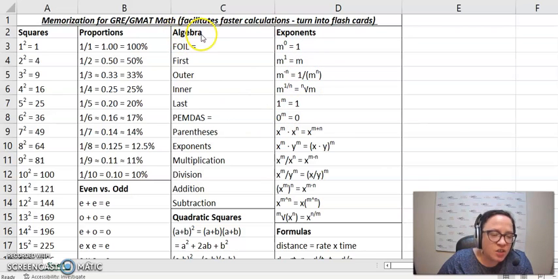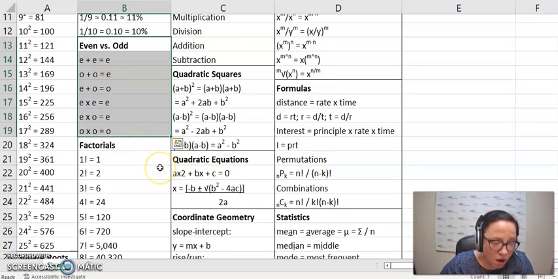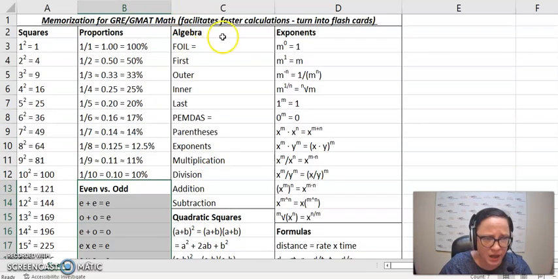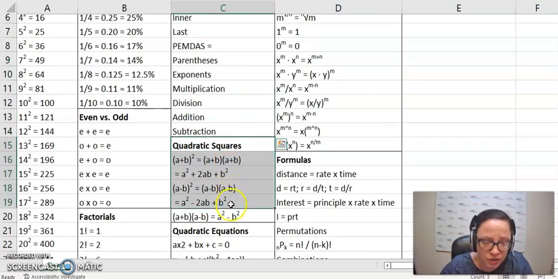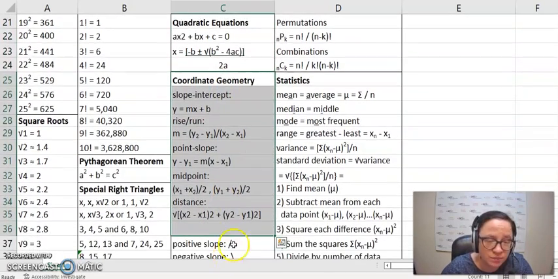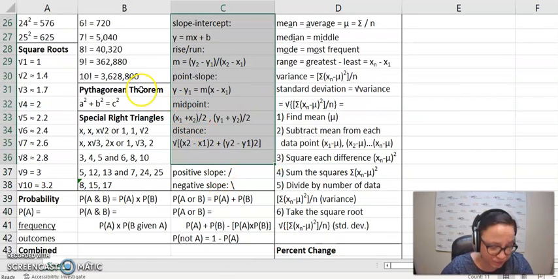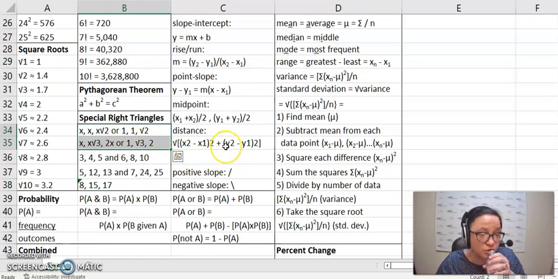All right, so other things they will need to memorize in arithmetic will include the nature of even and odd numbers in addition, subtraction, multiplication, division. We also have algebra, first, outer, inner, last, and PEMDAS, the quadratic squares, quadratic equations, and coordinate geometry. For trig, or not really trigonometry, but the very basic triangle geometry, there's the Pythagorean theorem and the Pythagorean triples and the special right triangles.